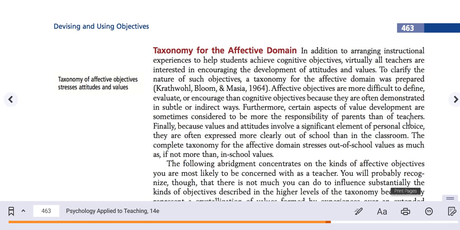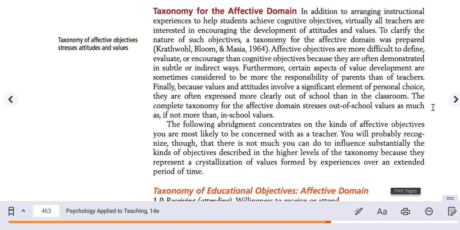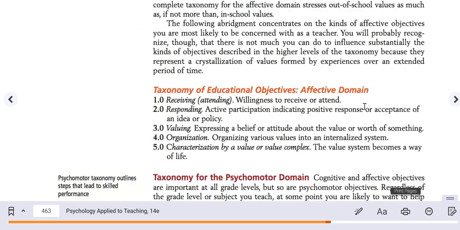The following abridgment concentrates on the kinds of affective objectives you are most likely to be concerned with as a teacher. You will probably recognize, though, that there is not much you can do to substantially influence the kinds of objectives described in the higher levels of the taxonomy, because they represent a crystallization of values formed by experiences over an extended period of time.